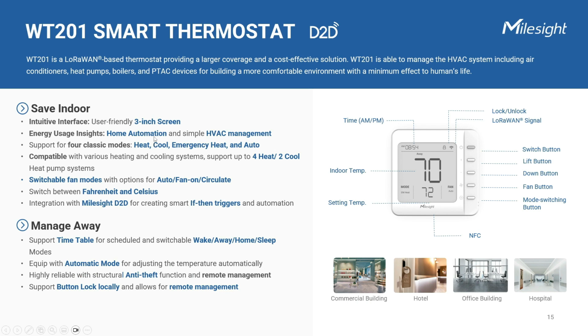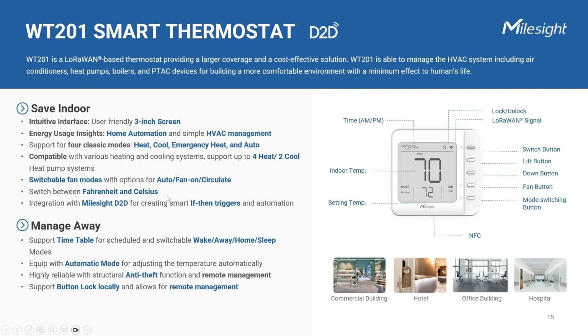Moving on to the second product, WT201 Smart Thermostat. You can use it to manage air conditioners, heat pumps, boilers, and PTAC devices. They are very common HVAC systems. It comes with a large LCD screen, supports up to 4 heat and 2 cool heat pump systems, and 4 classic modes including heat, cool, emergency heat, and auto. Clicking the fan button on the thermostat will allow you to switch between auto, on, and circulate.